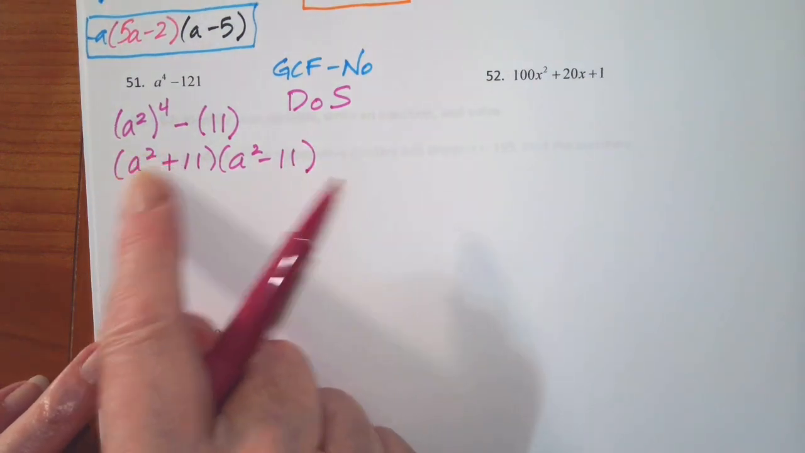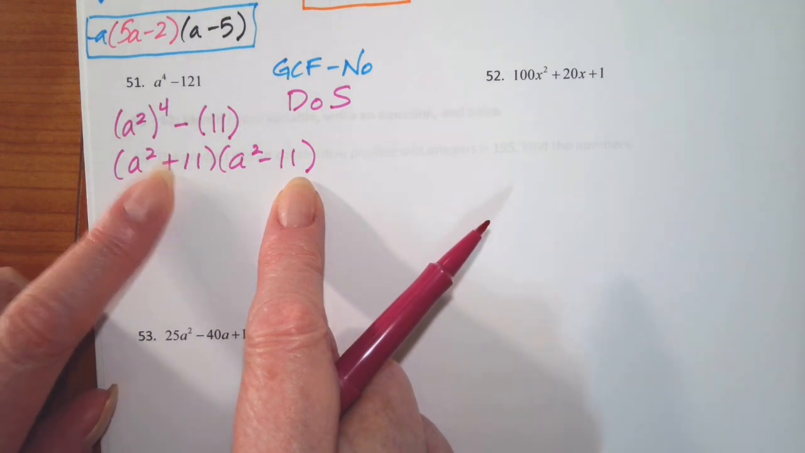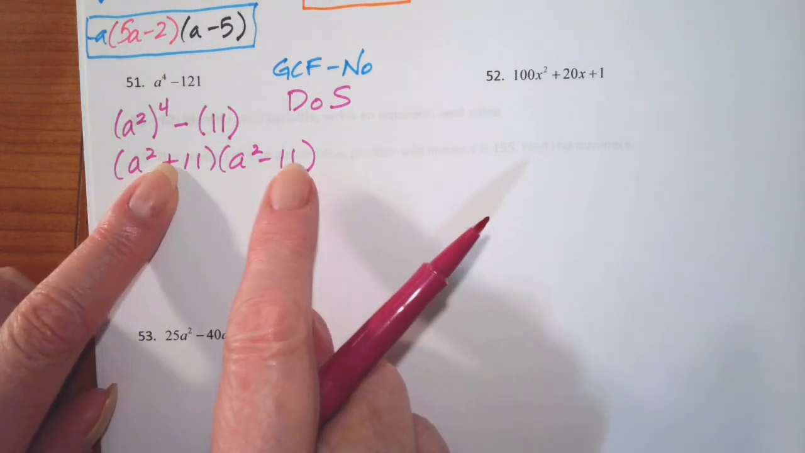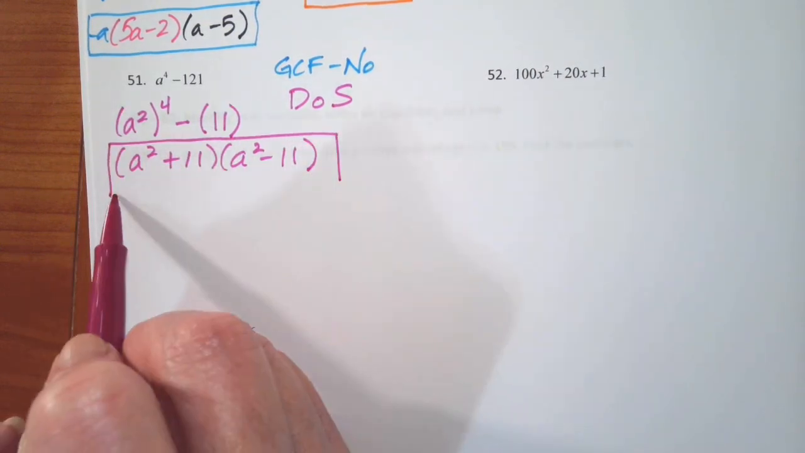Now, even though these are squares, neither of these is a difference of squares. First of all, this one you can't do anything with because it's a sum. But 11 is not a perfect square, so again, you are done.